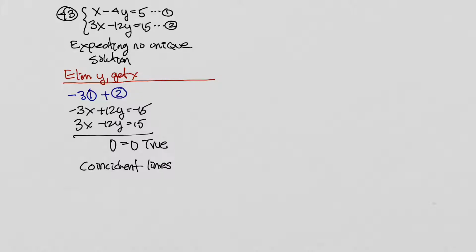which means that we don't really have two lines, we have one line. We have another line that blends into the first line, and this means we have no unique solution. If we were to graph these two lines, we'd see that we graph one and then we graph the other, and it's the same line. So it's just no unique solution.